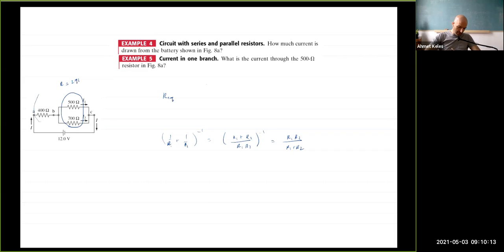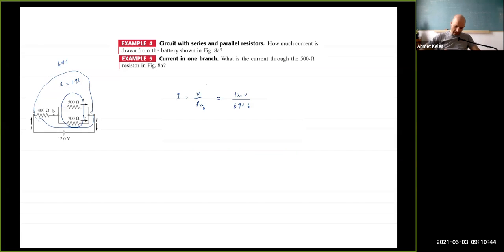And this next one is just the algebraic sum. So this is 691 ohm. So from here I can calculate the current. Let me clean this up. The current is voltage divided by R equivalent, and this will be equal to 12.0 divided by 691.6, right? And if I do this, it's 0.017, so 17 milliampere. Okay.